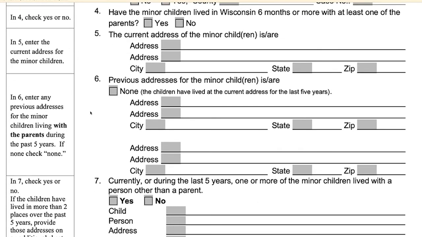So then the court wants to know about the residency of the minor children. Have they been in Wisconsin for 6 months or more with at least one of the parents? Answer that. Tell the court where you're living. Tell the court where the minor children have been living. And if you need more space, it doesn't tell you you can do this, but you can always put additional addresses on a separate sheet of paper and attach it to your petition. They just want to see with the parents during the past 5 years. So if they've had more than 3 addresses in the past 5 years, do that additional sheet of paper.